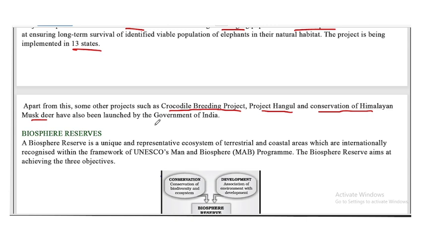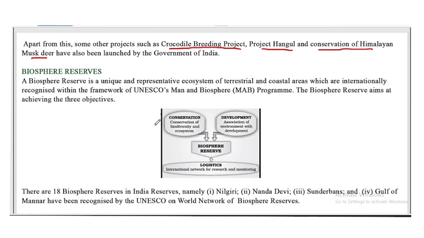Now, moving forward, Biosphere Reserves. A biosphere reserve is a unique and representative ecosystem of terrestrial and coastal areas which are internationally recognized within the framework of UNESCO's Man and Biosphere program. So what is a biosphere reserve? A biosphere reserve is a unique and representative ecosystem of terrestrial and coastal areas which are internationally recognized within the framework of UNESCO's Man and Biosphere program.